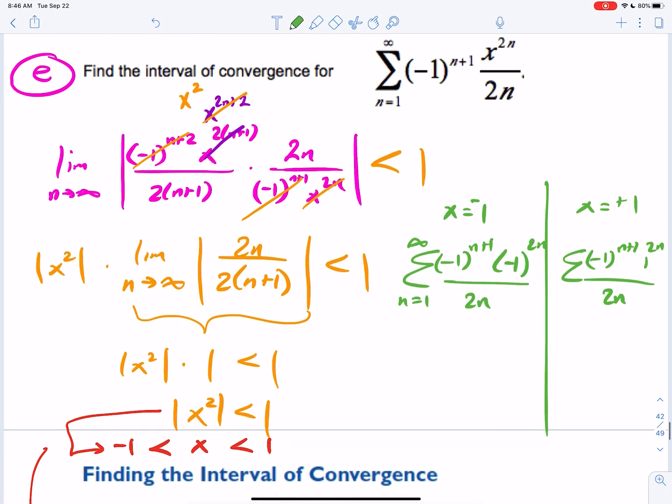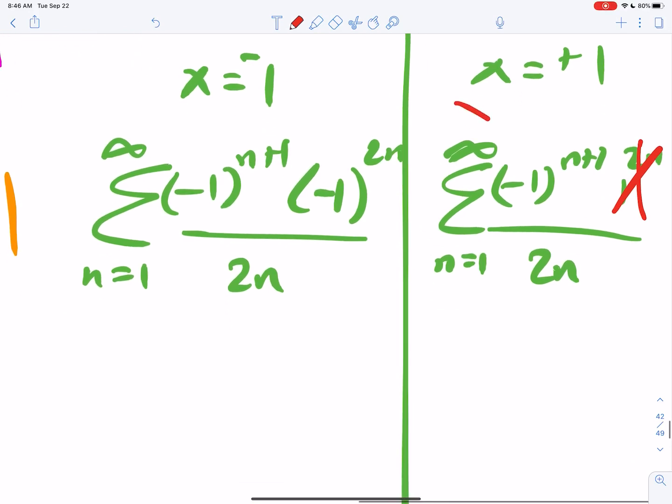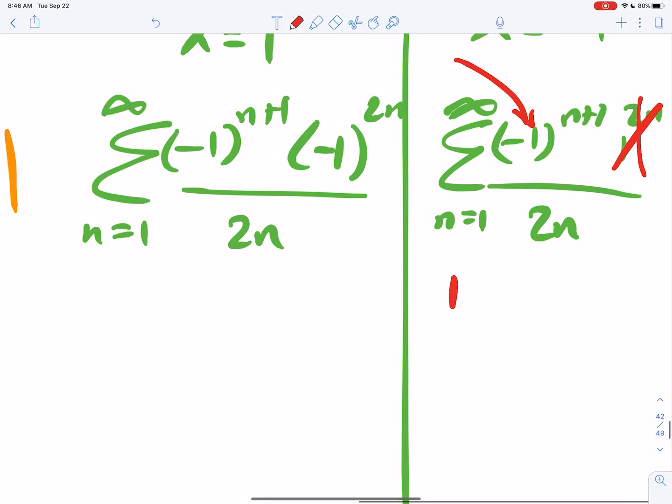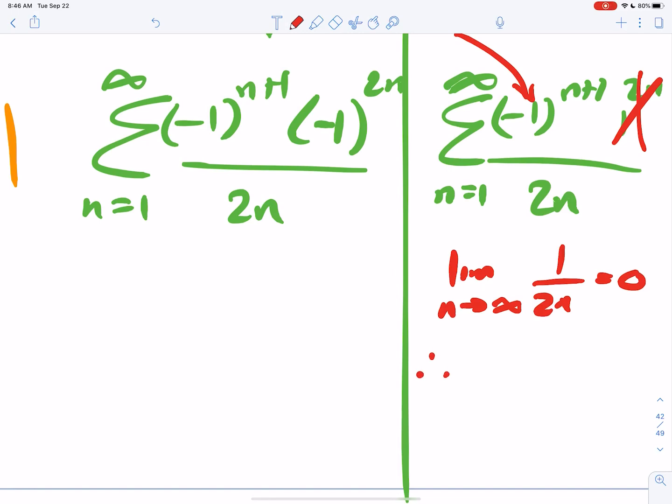Okay, we'll take care of this right side first here. 1 to the 2n is just 1. So I'm just going to doodle that out because that's just 1. Here we have an alternating series. So I'm going to run the alternating series test. So this is the limit as n goes to infinity of 1 over 2n. Okay, that definitely goes to 0. So we know it converges by the alternating series test.